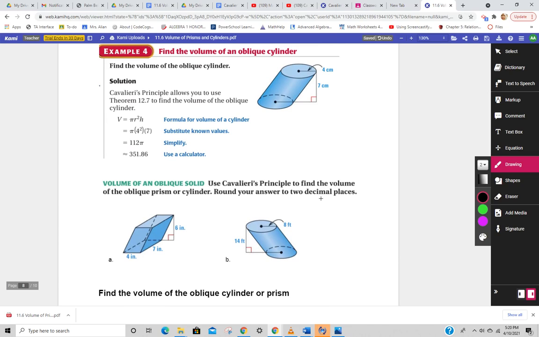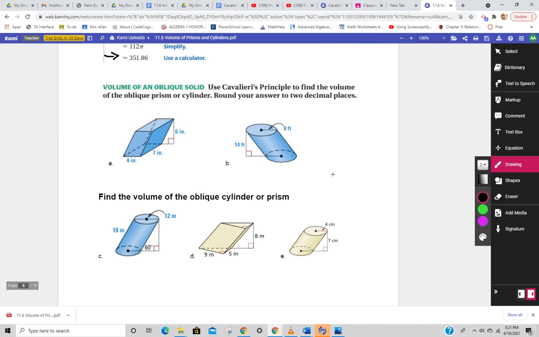All right, so here we are looking at an oblique cylinder, and the way you find the volume of an oblique cylinder is exactly the way you find the volume of a right cylinder. Okay, the first one has been done for us right here. So the height here is outside 7 centimeters, and the radius is 4. They did all the work here. And so when you find the volume of this cylinder, you will get 351.86.